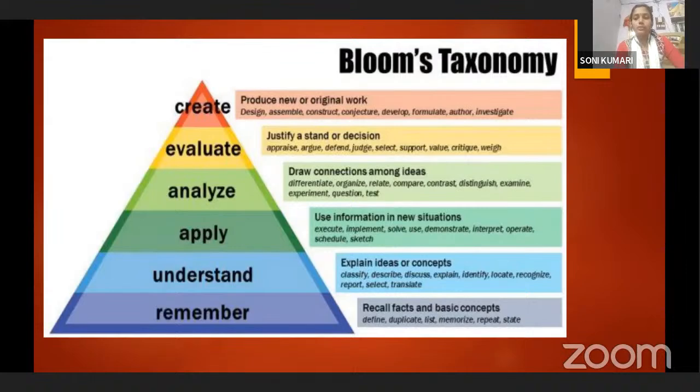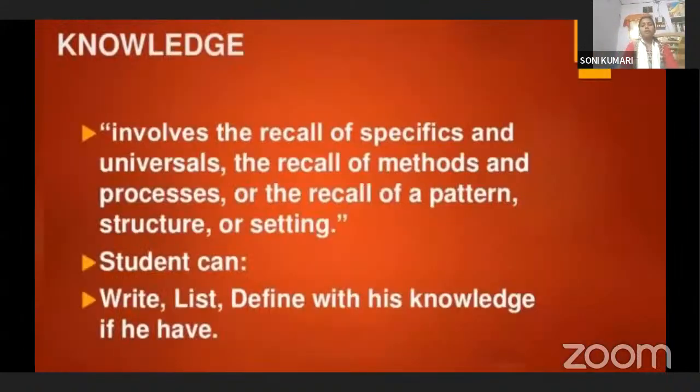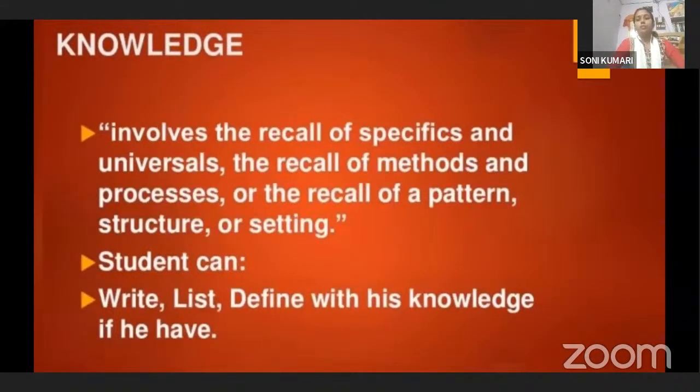Create: produce a new or original work that comes from the learning outcome. I discussed all the patterns of this hierarchy one by one. First of all, I want to explain about remember. Remember means that you identify anything or learn anything.